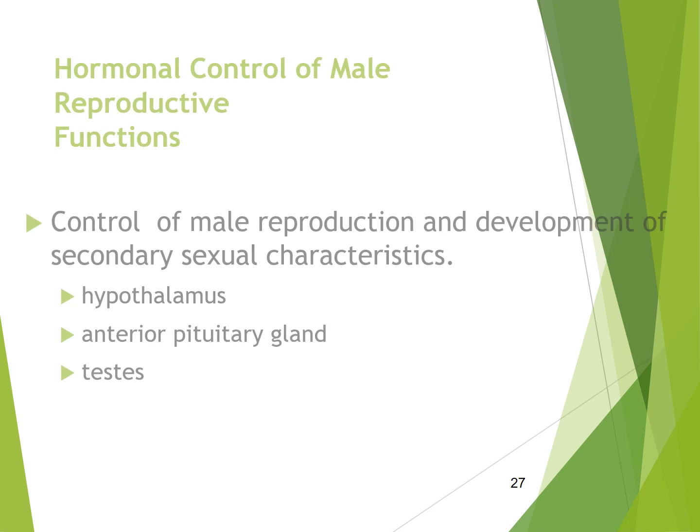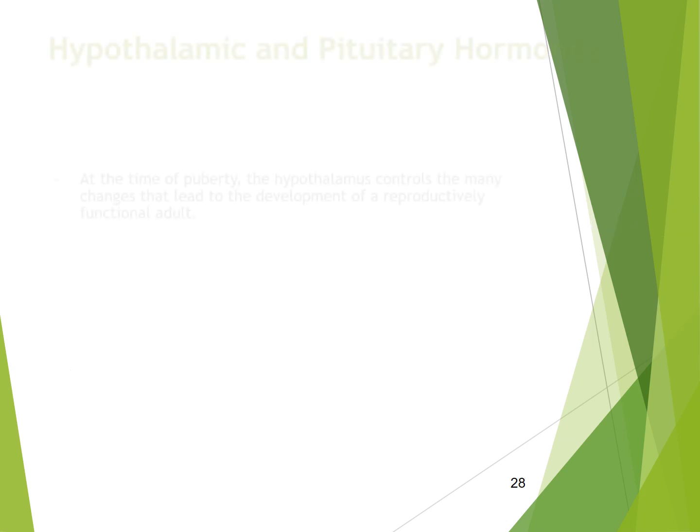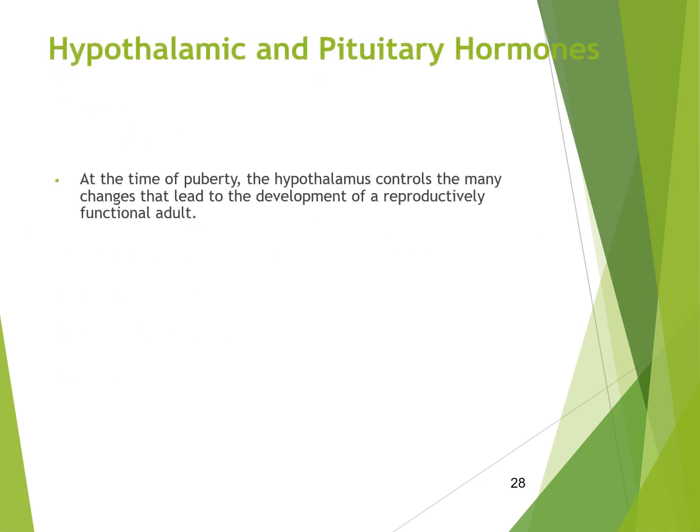The hypothalamus, anterior pituitary gland, and testes are involved in the control of male reproduction and development of secondary sex characteristics. At the time of puberty, the hypothalamus controls the many changes that lead to the development of a reproductively functioning adult.